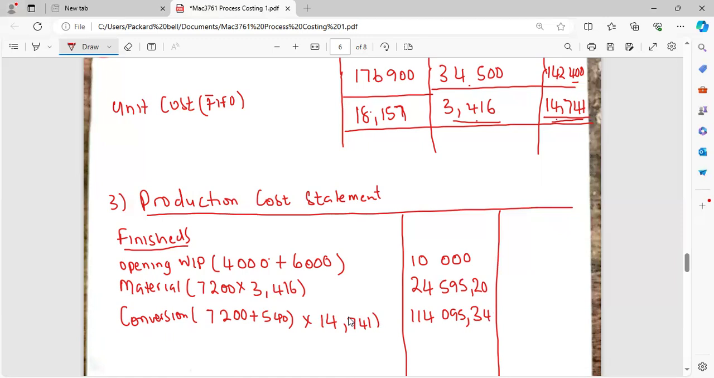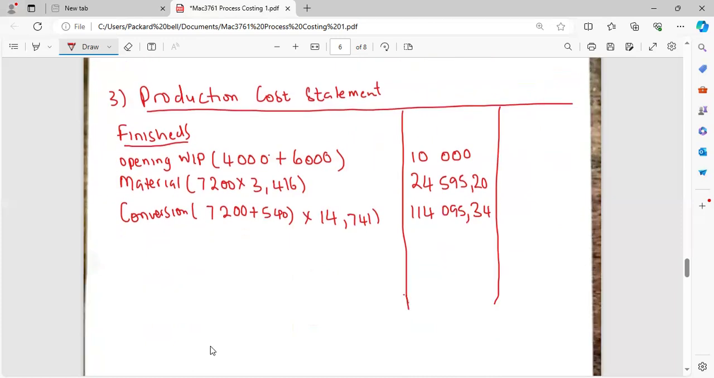Then you need your normal loss. The normal loss will also be part of the production cost statement. So you come and take your normal loss. In normal loss, you take your material and conversion. So which means you need the material and the conversion.